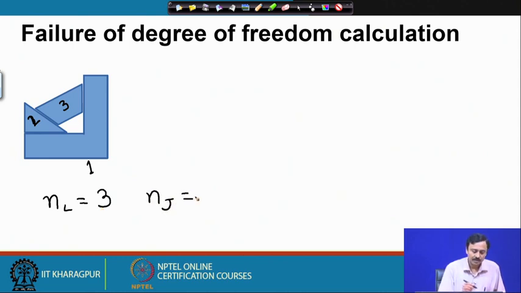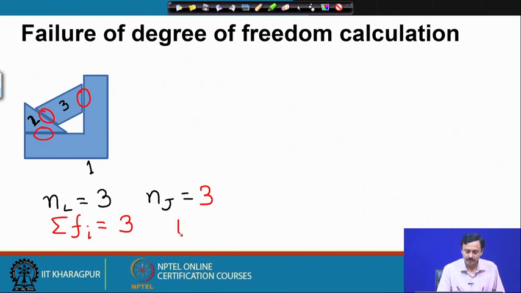Number of joints: I have a sliding pair here, so a prismatic pair here and a prismatic pair here. So there are three prismatic pairs, each with one degree of freedom, and the summation of degree of freedom of individual kinematic pairs is three. Now if you do this degree of freedom calculation, it will turn out to be 0.